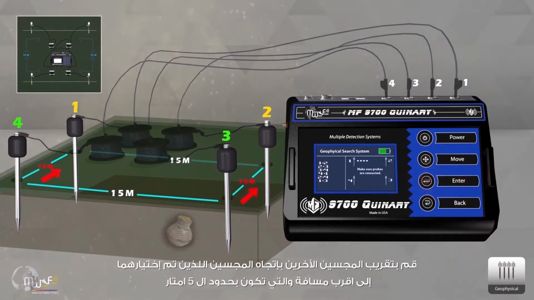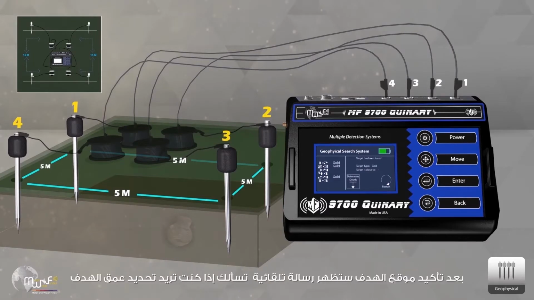Reduce the distance between the probes toward those probes that you have chosen, to the nearest distance, which is within 5 meters. After confining the target location, an automatic message will appear asking if you want to specify the target depth.